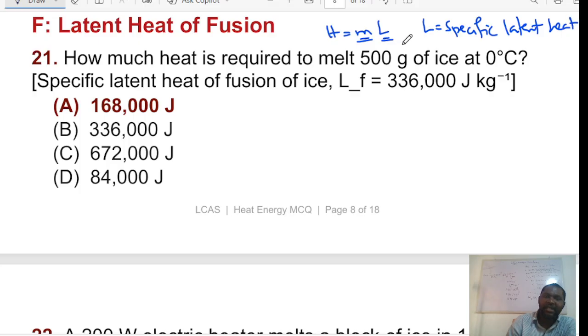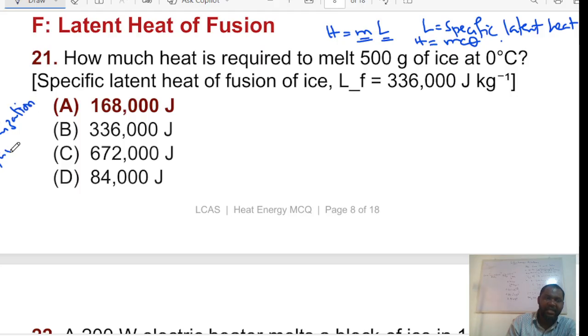Anytime there is a change in temperature, heat is simply mc theta. But when there is no change in temperature, only a phase change, like ice melting to water, water freezing to ice, steam converting to water or water converting to steam, the heat involved is called latent heat. And we have two types of latent heat: latent heat of vaporization and latent heat of fusion.